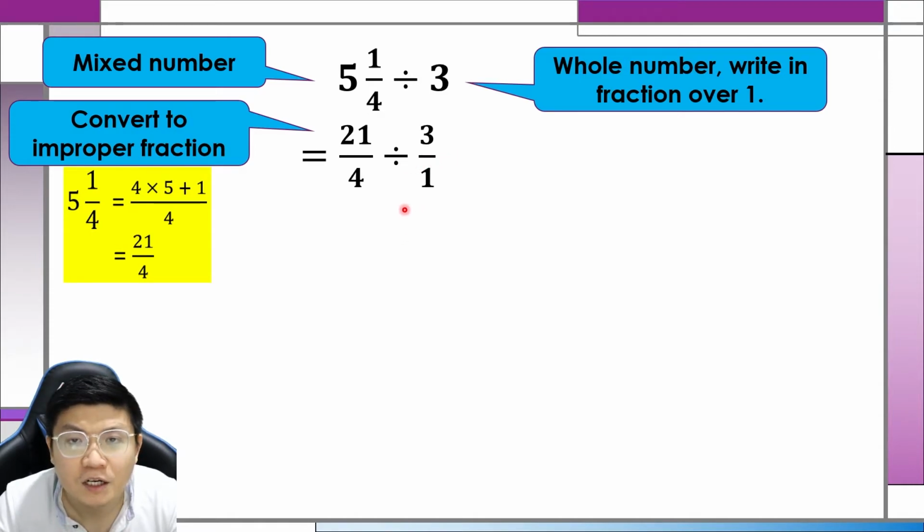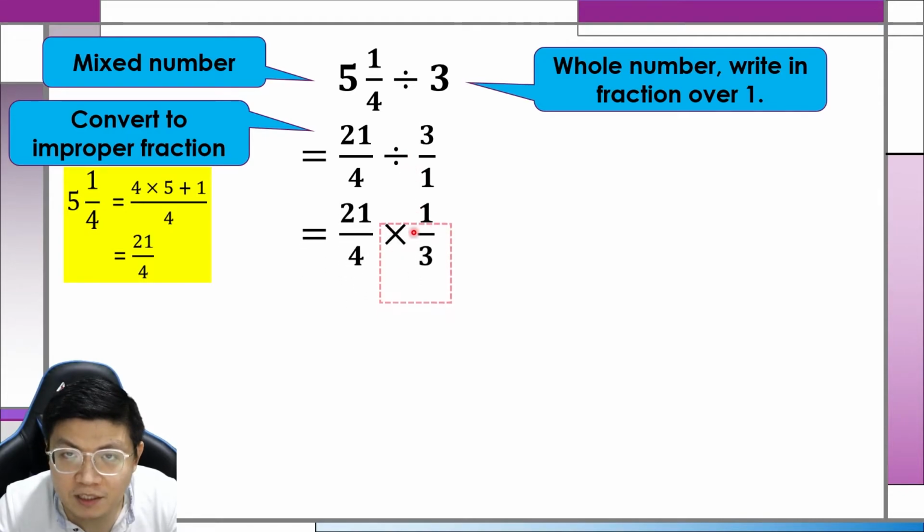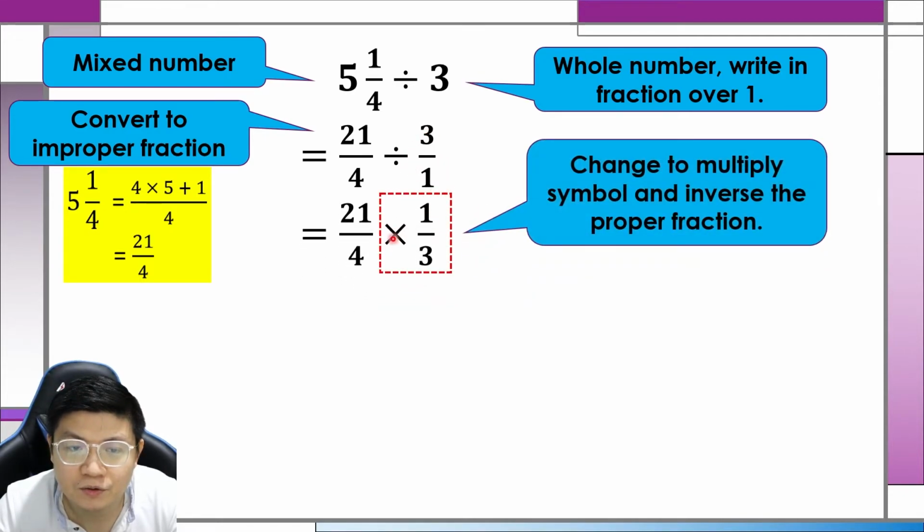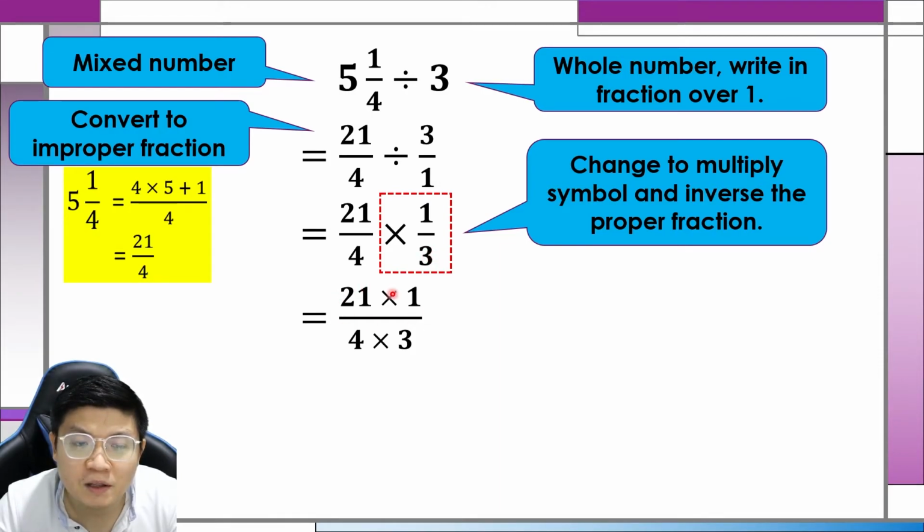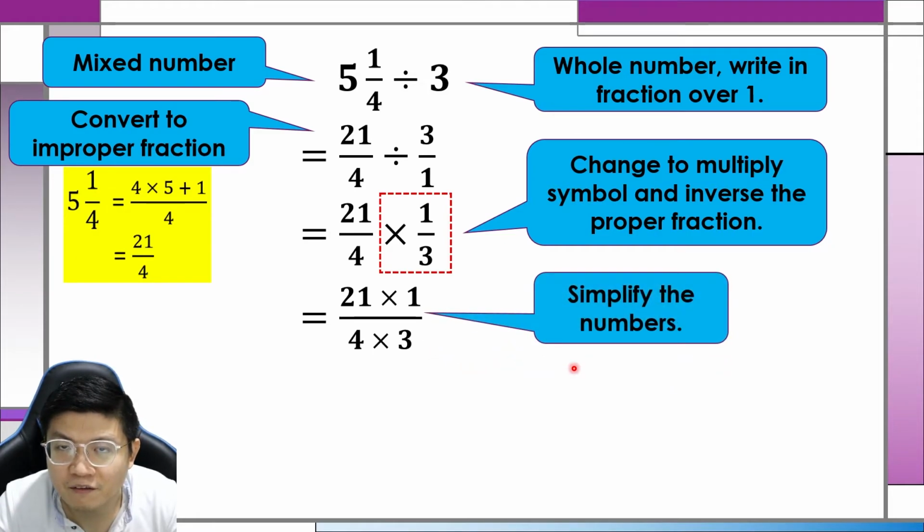So again, to solve the division of fractions, you convert it into times and then inverse it. So times 1 over 3 this time. After that, the numerator multiplies with the numerator and the denominator as well. 21 times 1 over 4 times 3. So here, try to simplify if possible.